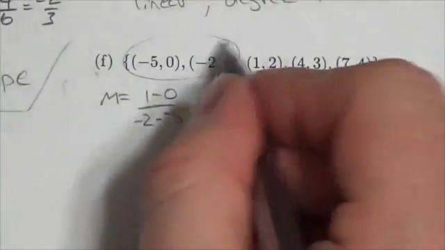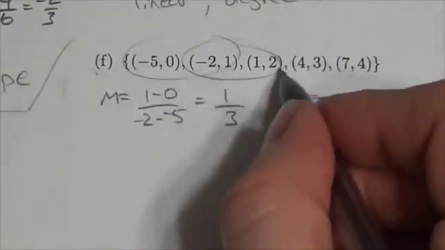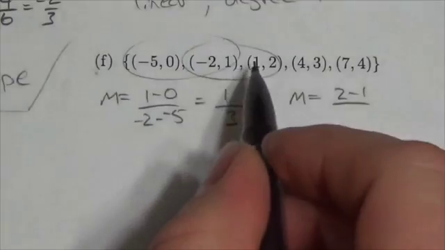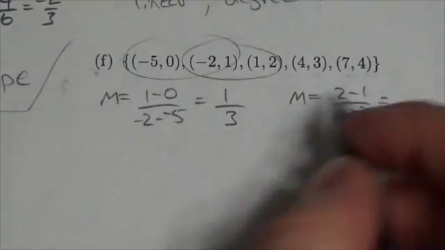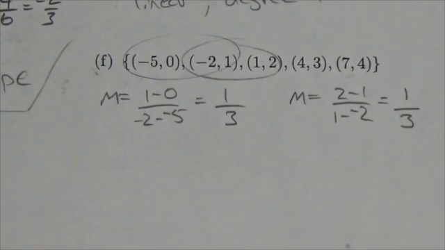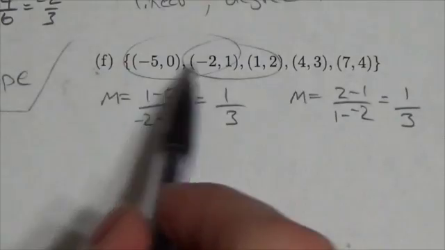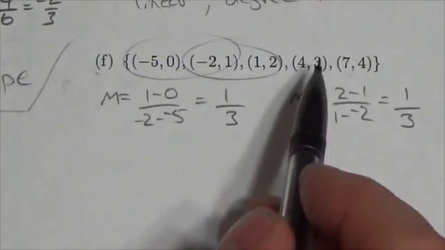Let's compare that with the next set of points. So 2 minus 1 over 1 minus negative 2. 2 minus 1 is 1. 1 minus negative 2 is going to be 3. Well, that's looking pretty good. So between these, I've got a constant slope, but you know what? That doesn't mean that the rest of them are going to be that way.